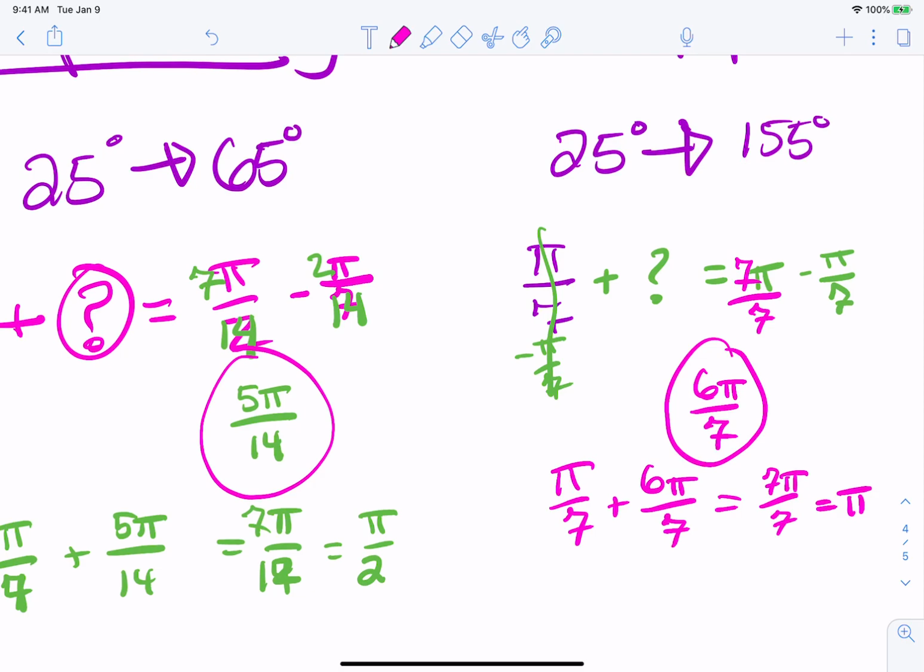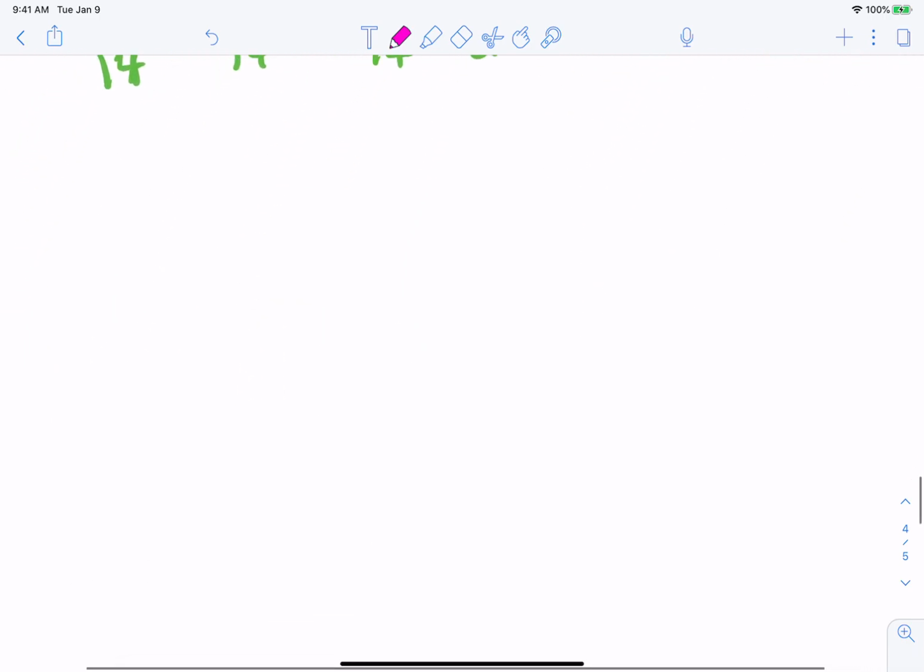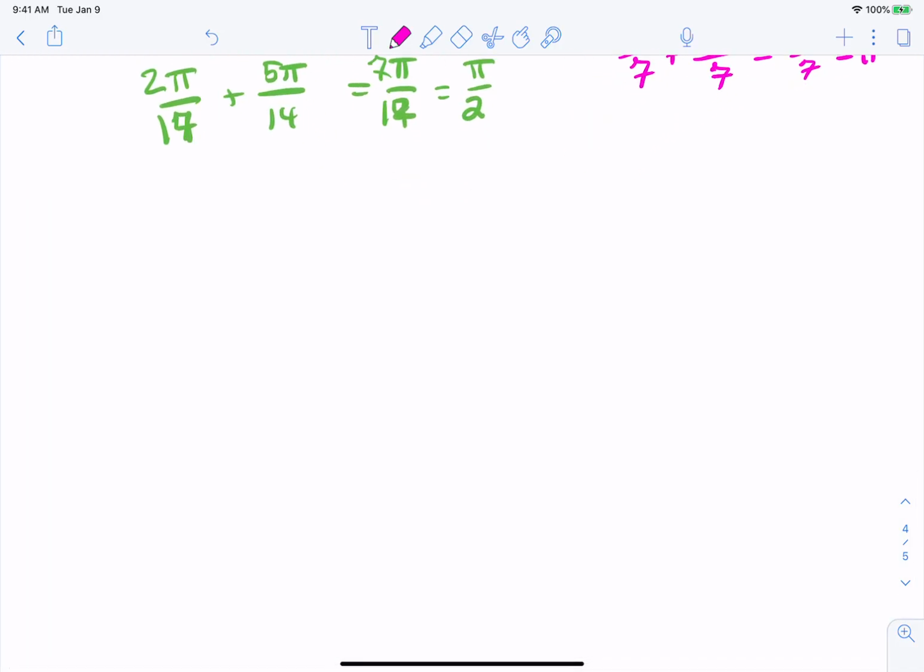Wait, can we do another quick arc length one? Sure. Yeah. You want another arc length? Yeah. Okay. Alright, I'll title that arc length again.